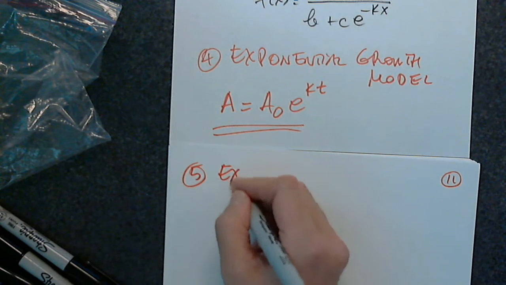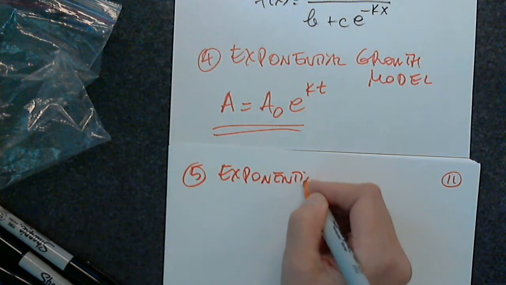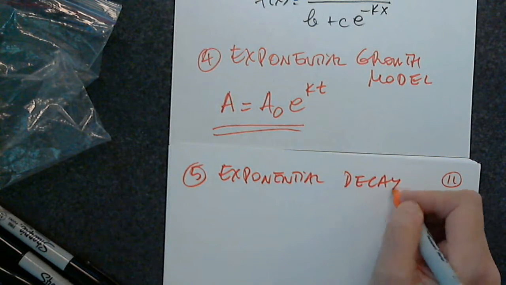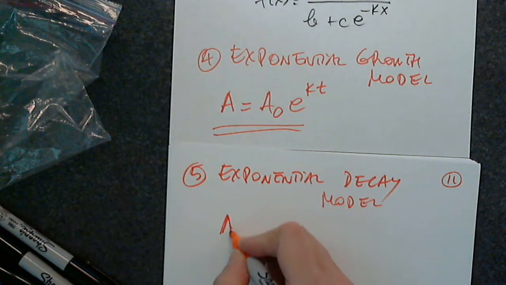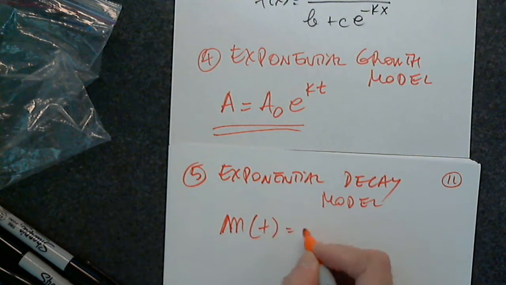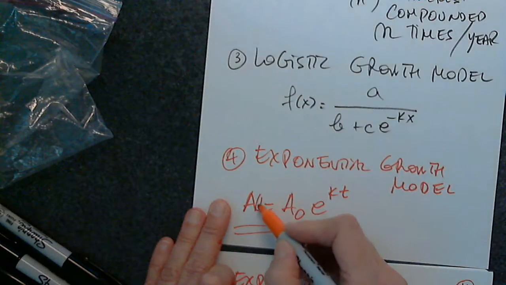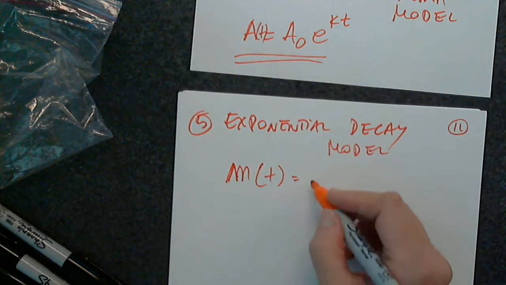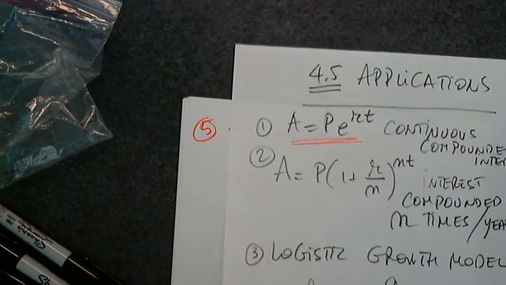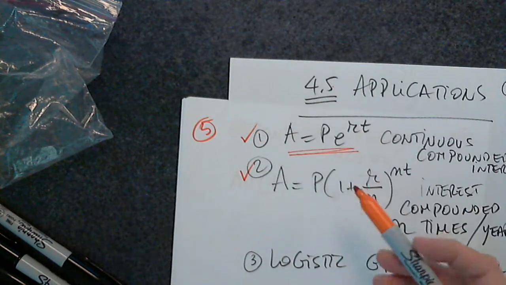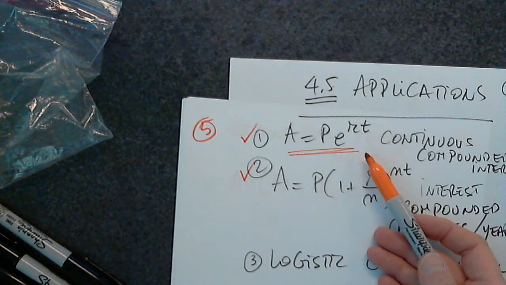number 5, exponential decay model, where m of t, I should have put also here a of t, m of t equals m0 e to negative kt. I'll explain again each and every one of them when we apply them in word problems. The first two are done, because we've done those at the beginning of this chapter.